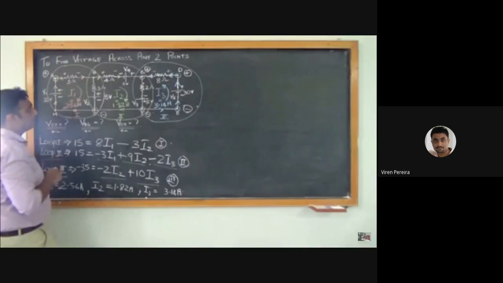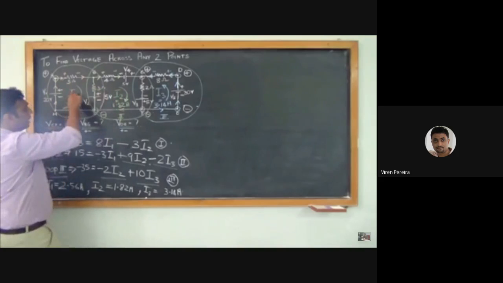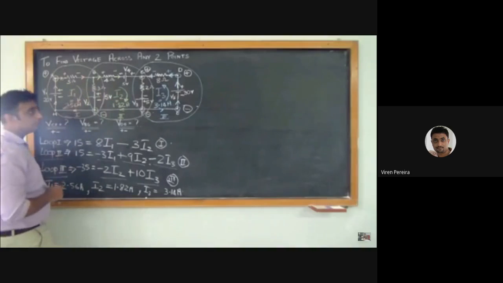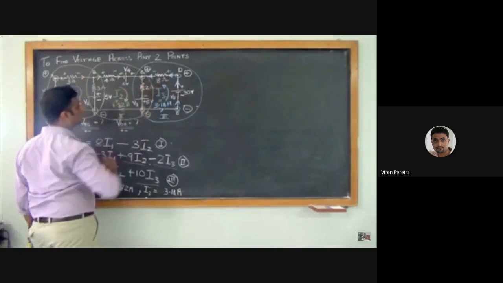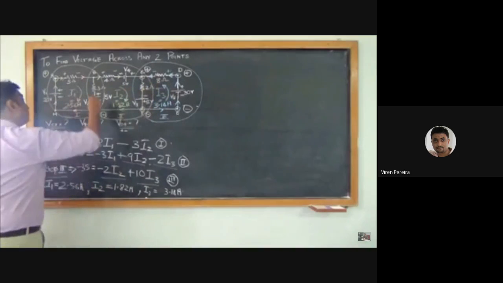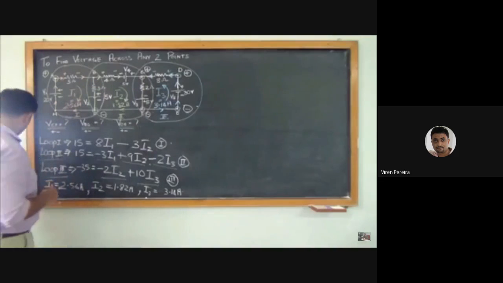That current is I1 and the other is I2. So I1 and I2 are flowing in this 3 ohms resistor. What about the 2 ohms? You have I2 and you have I3. Now, how will we come to know the directions in this resistor?